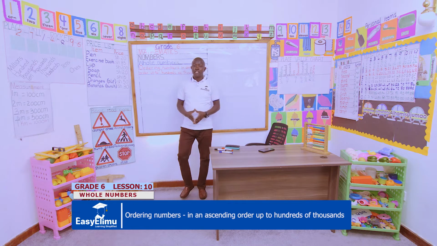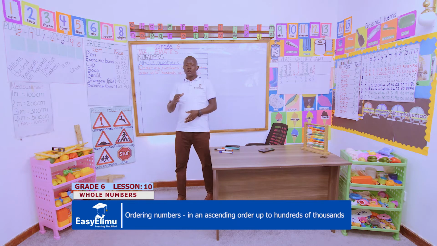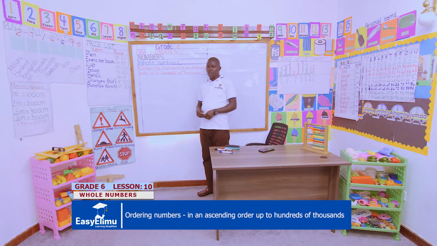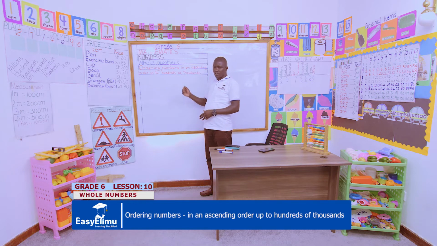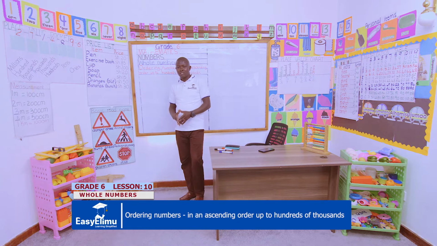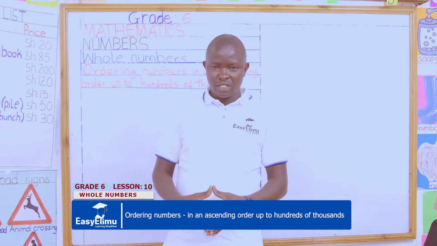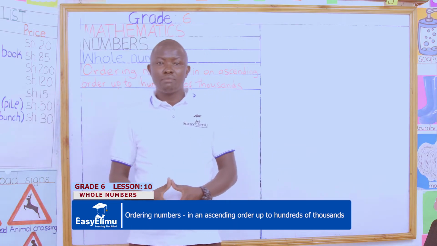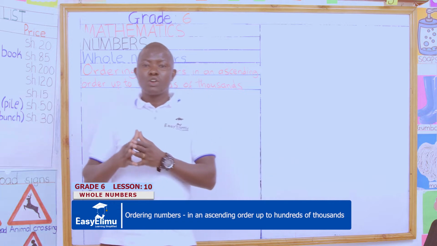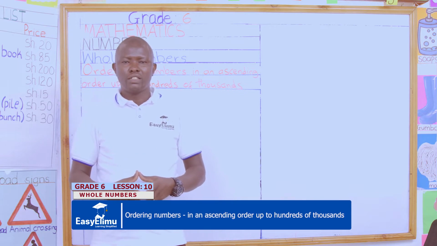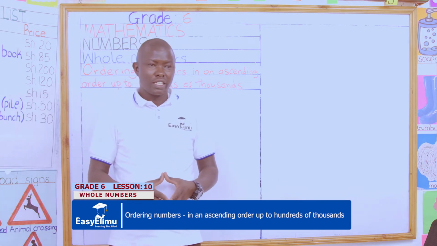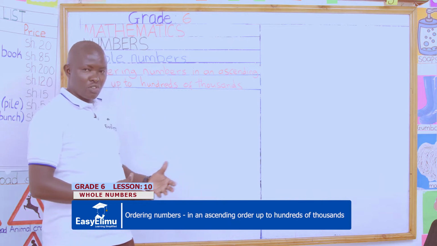In our lesson for today, Mathematics for Grade 6, we order numbers in an ascending order from smallest to the largest, and we are ordering them up to hundreds of thousands. In our previous lessons, we ordered numbers up to tens of thousands. Just to remind ourselves, up to hundreds of thousands means it's a number with six digits. So we'll be arranging these numbers from the smallest to the largest.